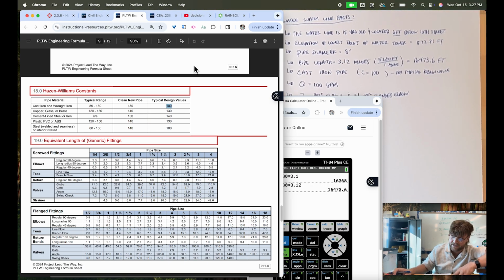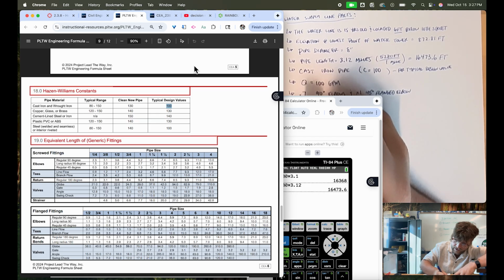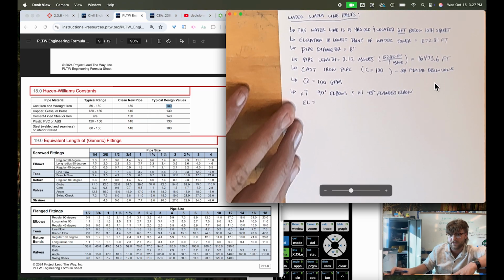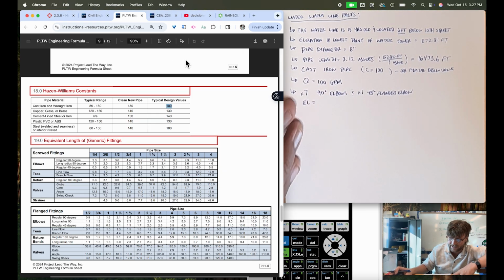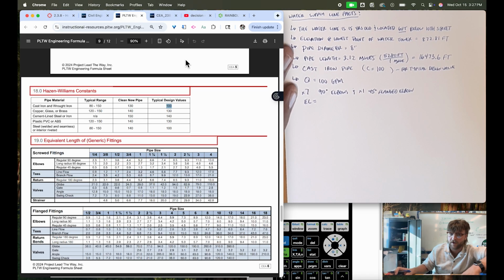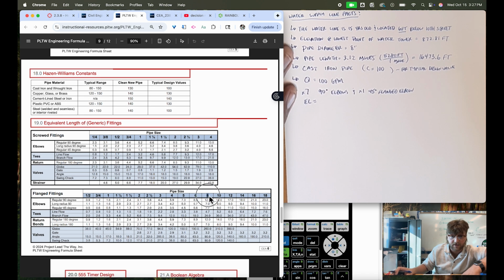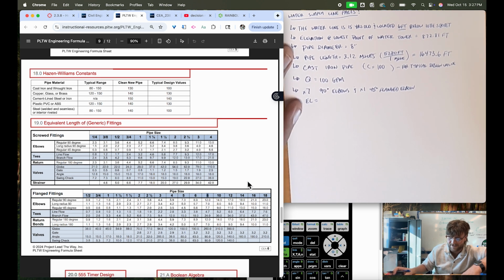Now, in terms of the equivalent length, we're going to do that calculation here. So I'm going to pop that down here. So equivalent length, we have a diameter of our pipe of 8 inches. So let's go here. 8 inches. We have 7 90-degree elbows.